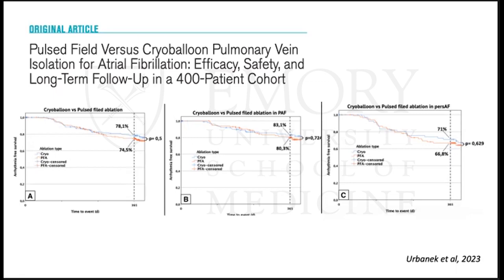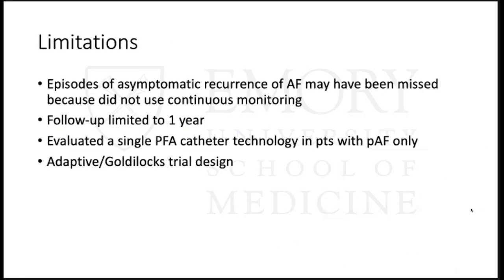And overall, the Kaplan-Meier curve showed no statistically significant difference between both groups for paroxysmal AFib and persistent AFib. So limitations of the study, of course: they used a 72-hour Holter monitor at 6 months and 12 months, and episodes of asymptomatic recurrence of AFib may have been missed as they didn't use continuous monitoring. Follow-up was limited to 1 year.